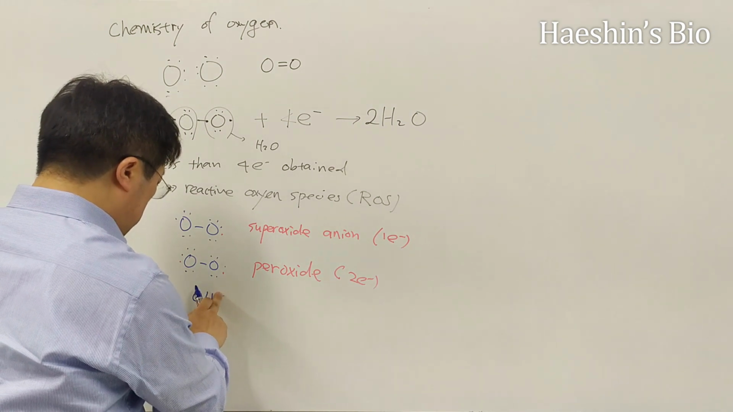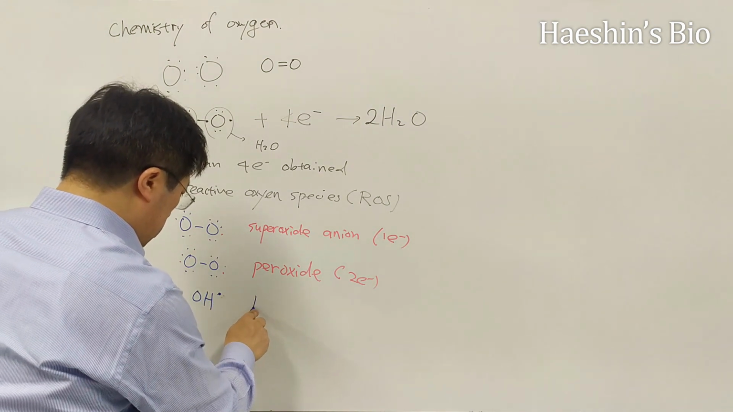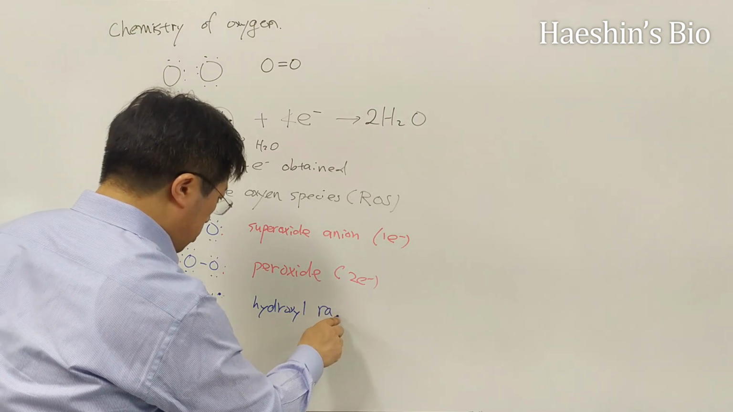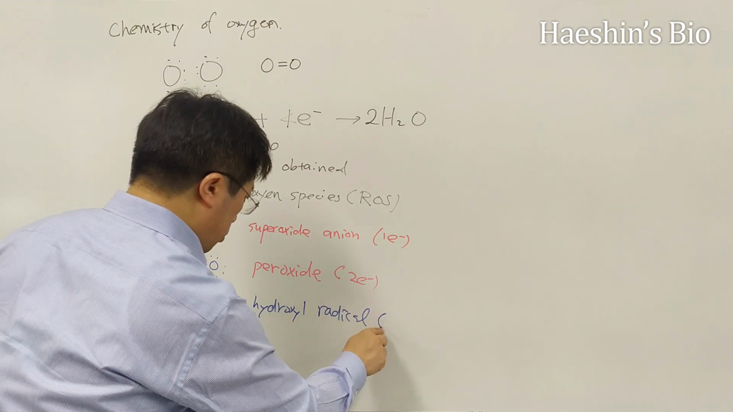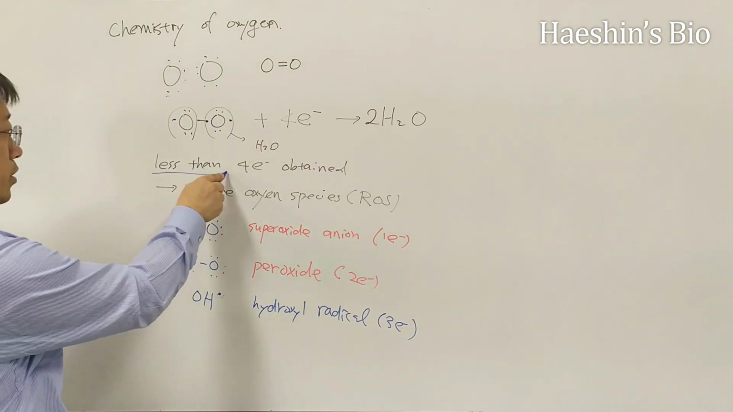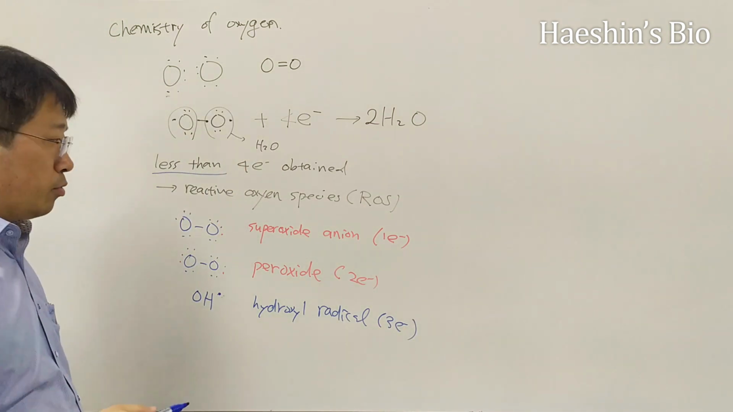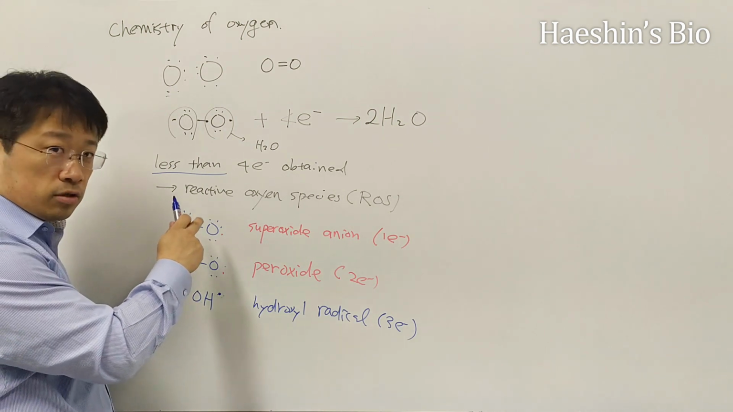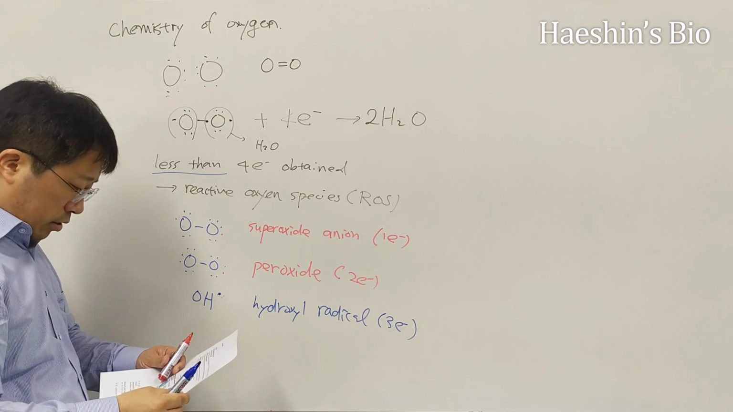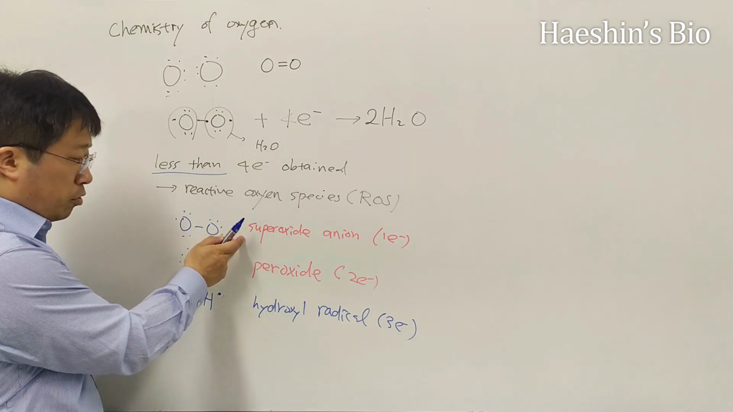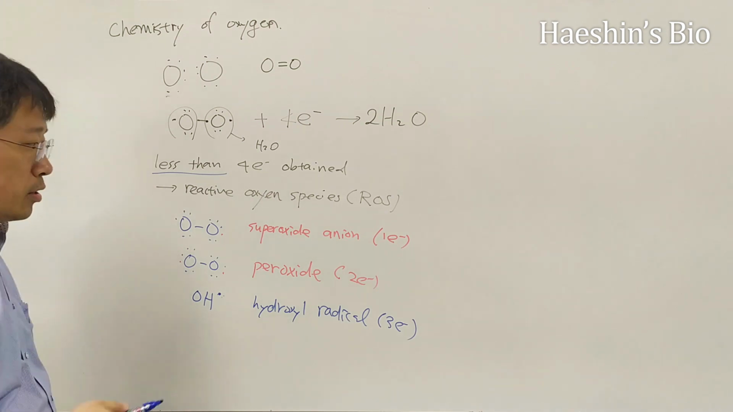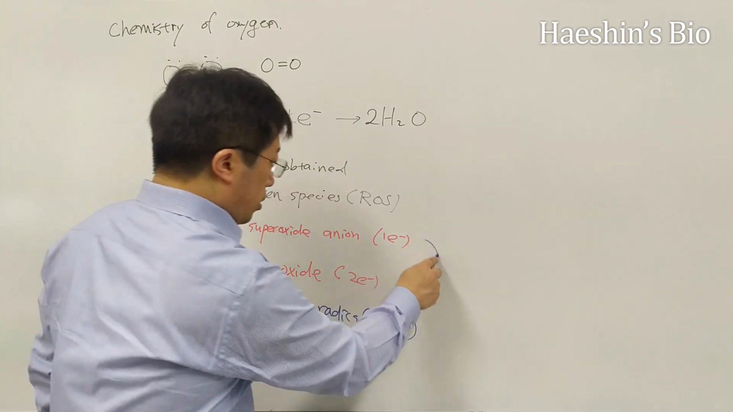This is hydroxyl radicals, which is 3 electrons. So when less than 4 electrons are obtained for the oxygen, we call it reactive oxygen species. The superoxide anion, peroxide, and hydroxyl radicals we call ROS. So these are generally reactive.